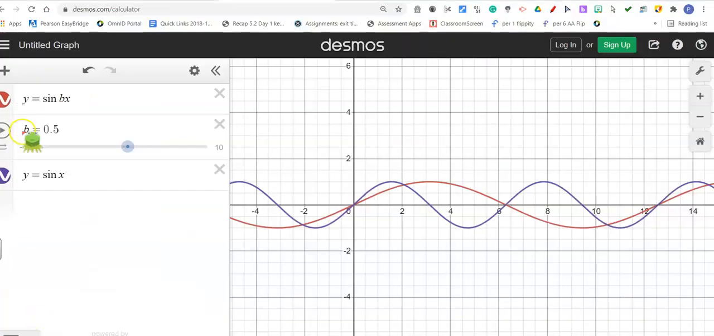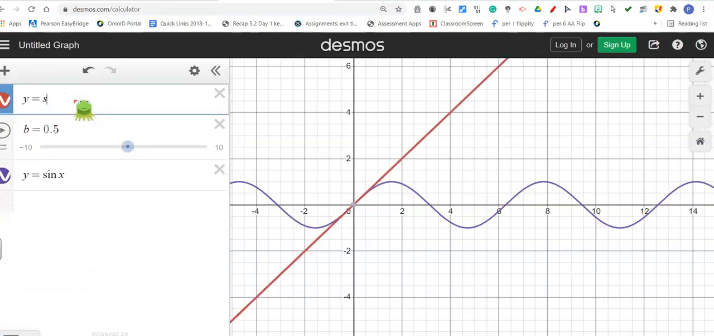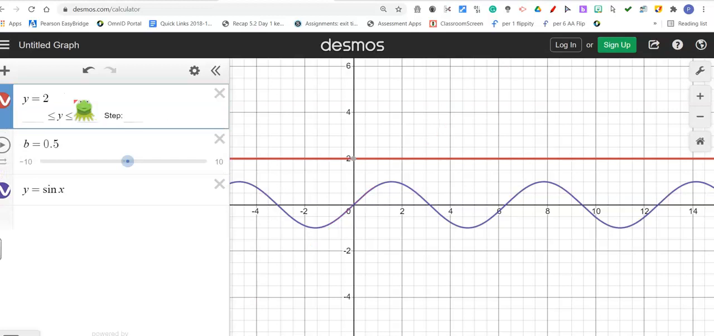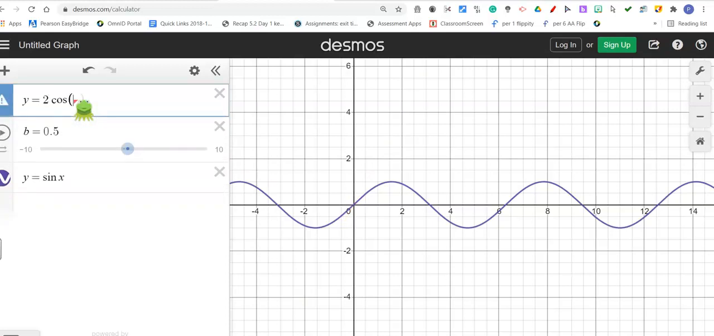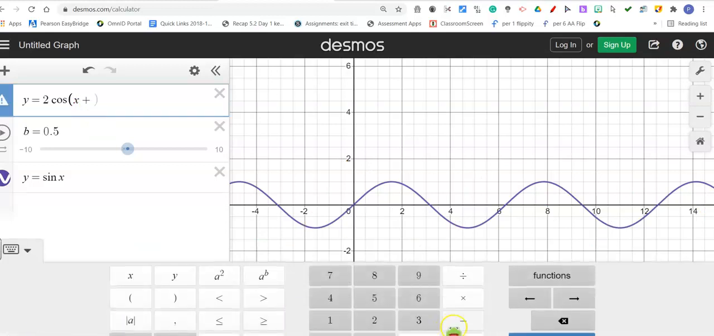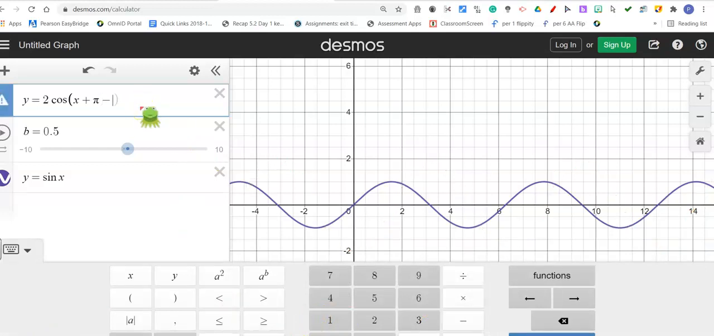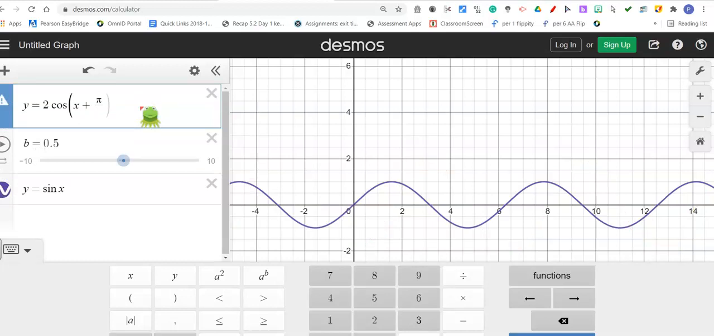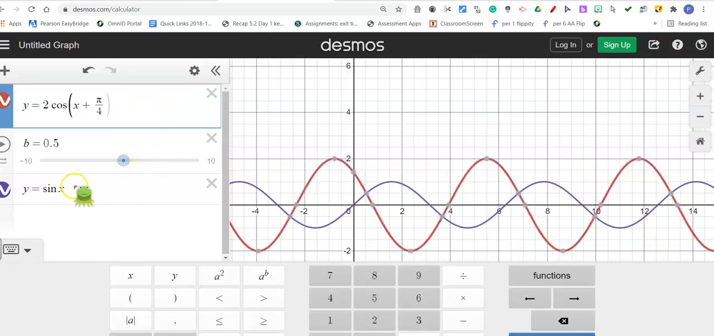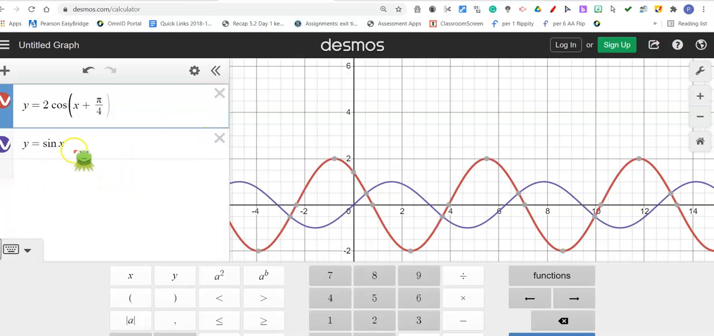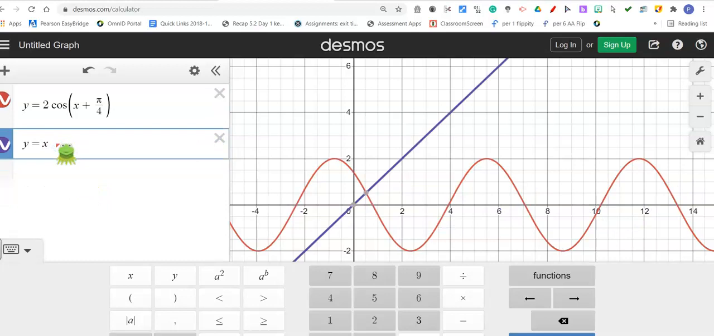So let's go. Let me double check the equation, I didn't remember if it was sine or cosine. 3 cosine parentheses x plus, and then the pi is on the keyboard for Desmos. You can go down there. You can't see what I'm doing, but it's down there. Pi divided by 4. And then why don't we get rid of the slider here and let's just graph 2 cosine x.